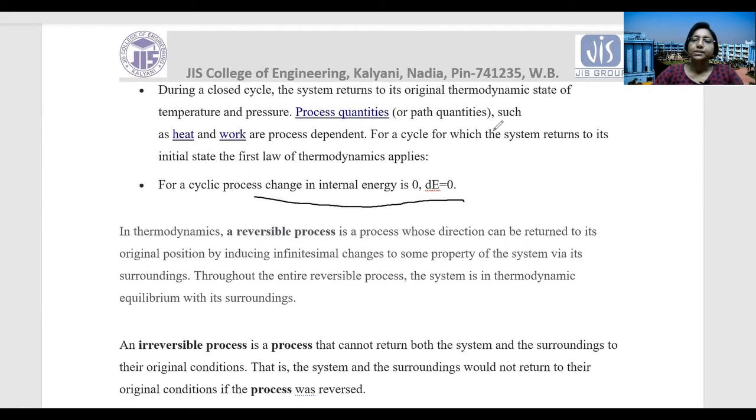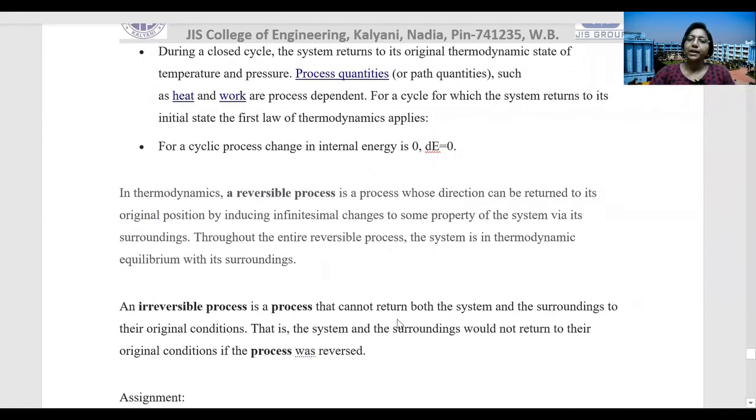So now, what is the reversible process and what is irreversible process? In thermodynamics, a reversible process is a process whose direction can be returned to its original position by inducing infinitesimal changes, the small changes, to some property of the system via its surroundings. And what is an irreversible process?